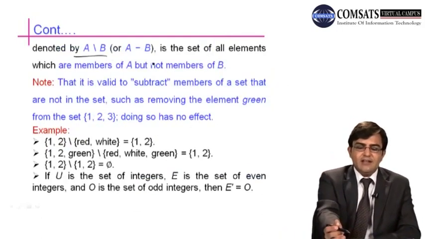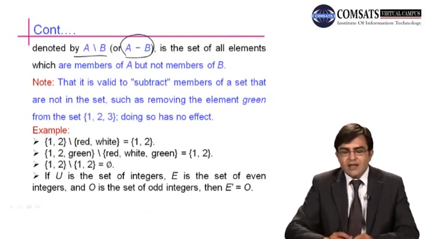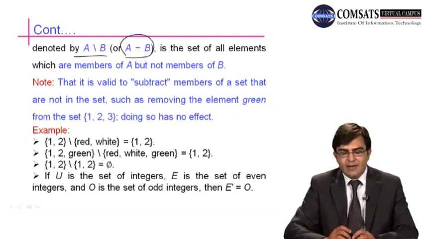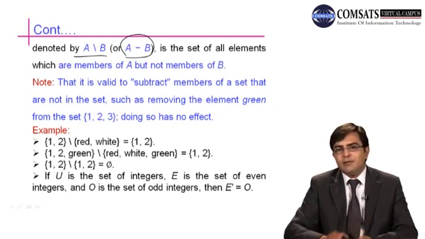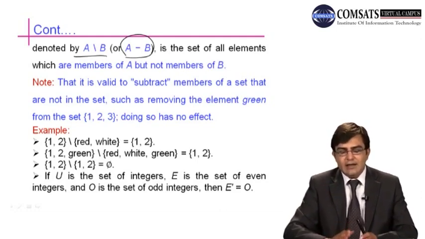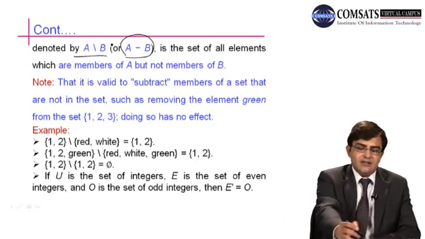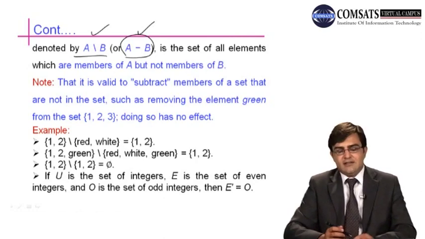A minus B is the set of all those elements which are members of A but not members of B. It means the common members which are in both A and B we subtract. We eliminate those members from A which are also in B, and the rest of the elements will come in this set, A minus B.